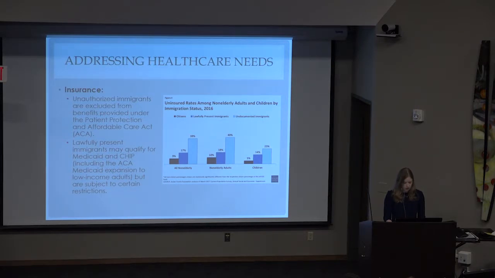And then here you can see data on this graph that shows insurance rates for citizens as of 2016. So lawfully present immigrants are about twice as likely to be uninsured, and then the uninsured rate for undocumented immigrants is unsurprisingly much higher.